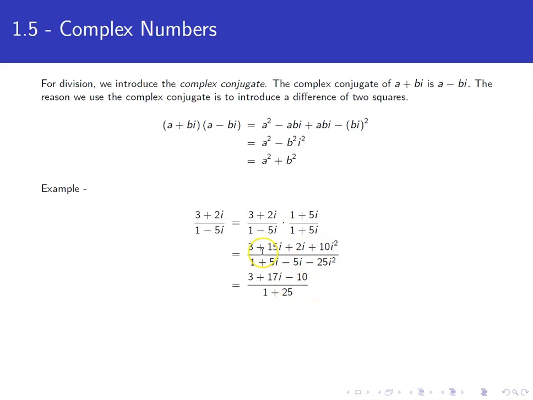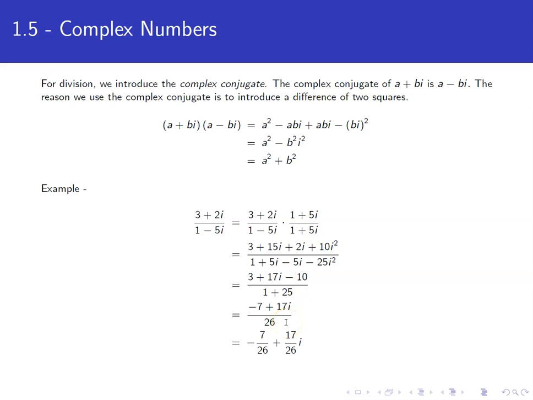On top, combine your i terms. 15i plus 2i is 17i. Since i squared is negative 1, we get a minus 10 on the end. In the denominator, the 5i and the minus 5i cancel each other out, and the i squared becomes negative 1, so we get a plus 25. So the denominator is 1 plus 25. Simplifying the numerator, 3 minus 10 gives you negative 7, so you get negative 7 plus 17i over 26.